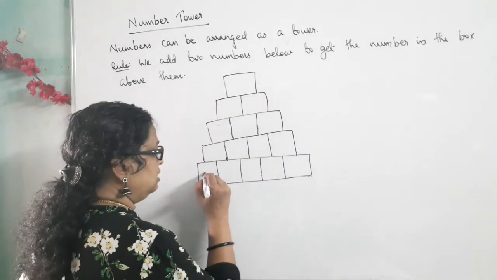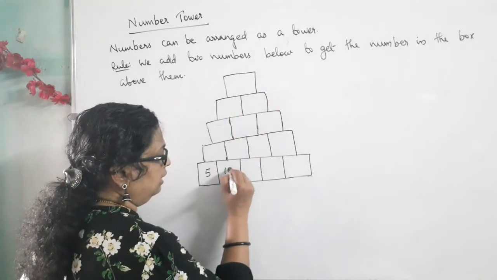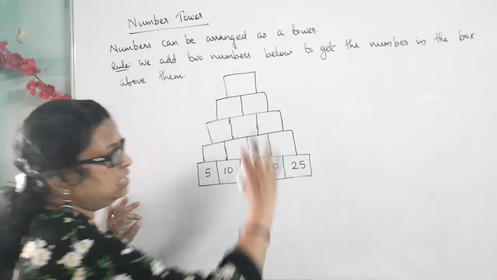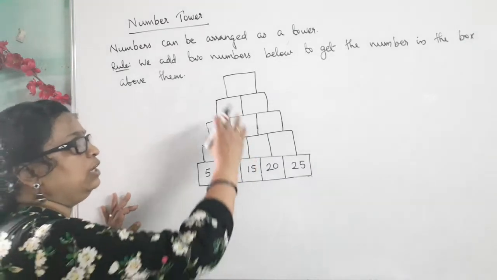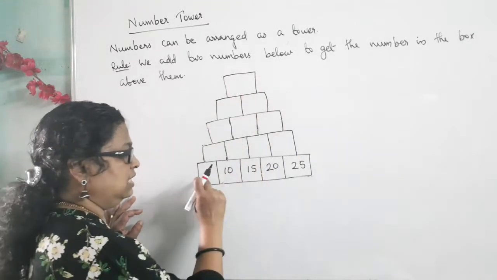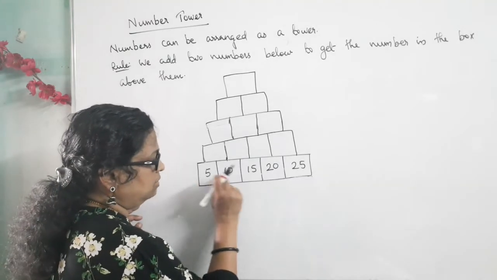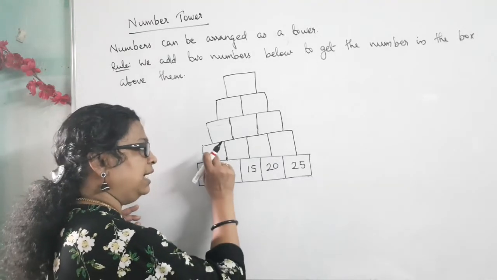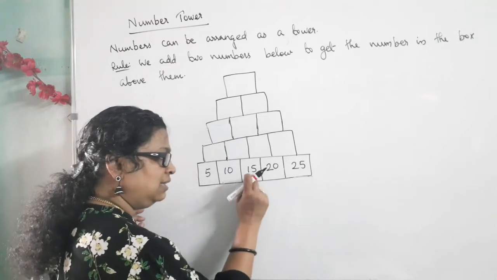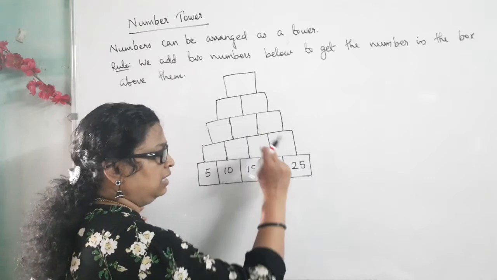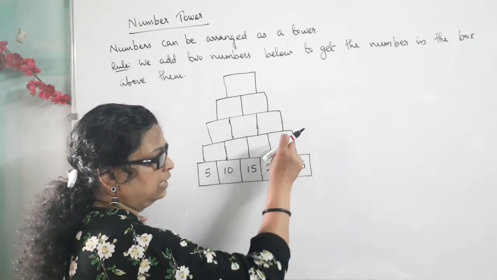And here it is given 5, then 10, 15, 20, 25. In this way the question is given, then you can fill all these columns. That is, the below 2 numbers you add, that is these 2 columns you add, the sum you write here. Then again this and this add, the sum here. This and this add, the sum here. And finally these 2 add, the sum here.